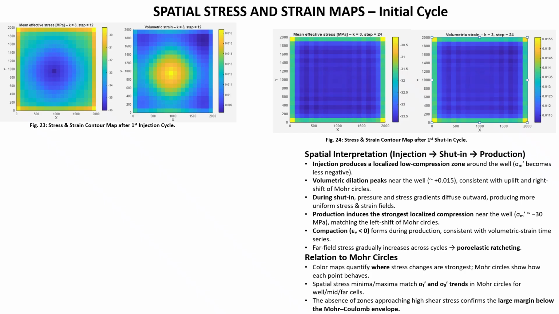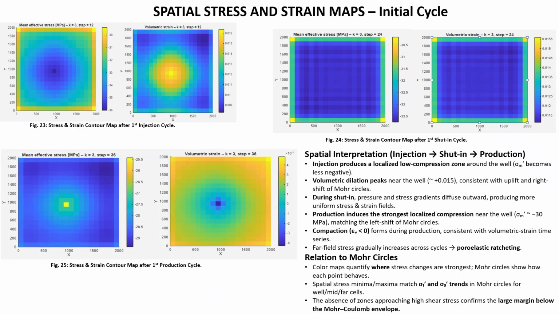The strong dilation which we saw during injection, we don't see it in this case, which is also equivalent to what we saw in the Mohr cycle. So moving on now to the production, which is figure 25.